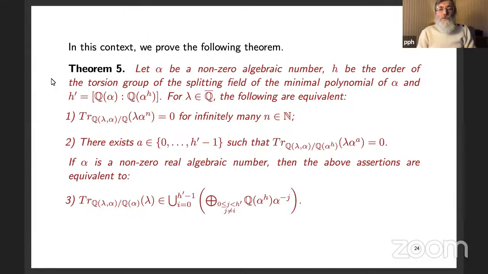If alpha is a non-zero real algebraic number, then the two assertions above are equivalent to the third one, which is that the trace over Q(alpha^h) of lambda belongs to the union of the following Q-vector spaces: the sum for j running from 0 to h prime minus 1, different from i, of Q(alpha^h) alpha^(-j).